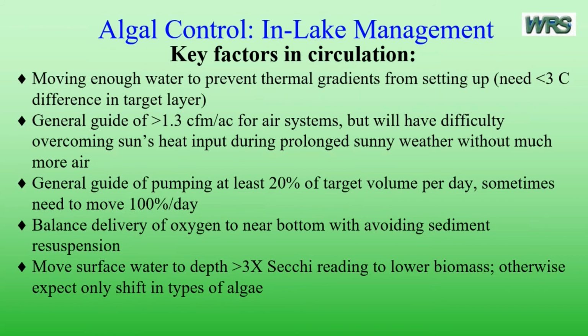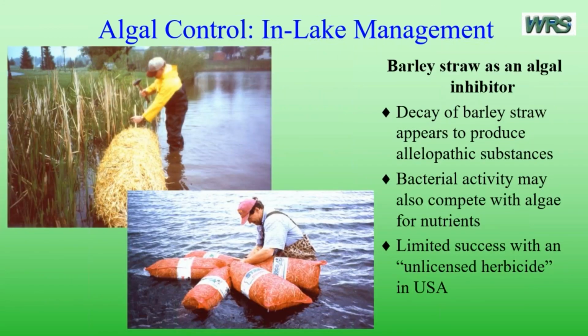And then you've got to move the surface water to a depth that's 3 times the Secchi depth if you want to actually lower biomass so that they're spending more time in true darkness. In a shallow lake system, you really don't have much of a way to do that. So you really have to expect you're going to shift the types of algae, and then it's a matter of biological structure, whether or not they can get eaten and whether or not you have a bloom or everything works out. Okay, just a few other ones.